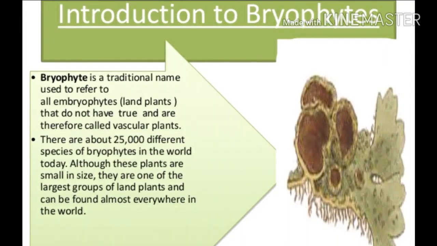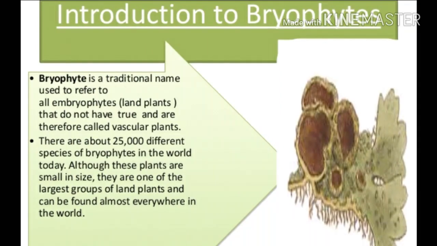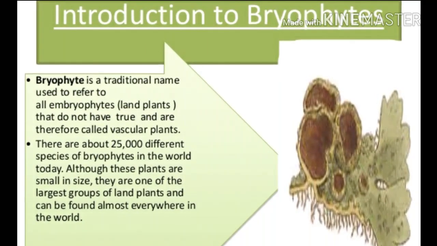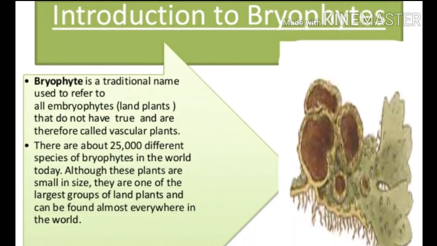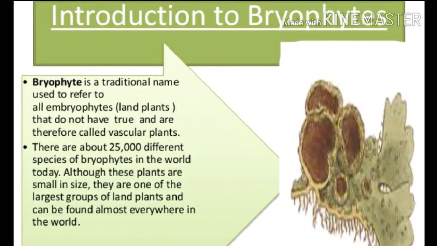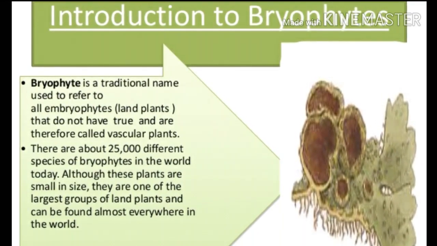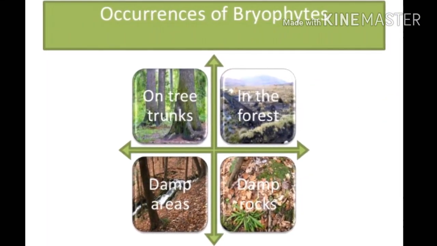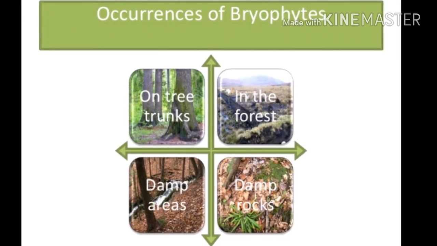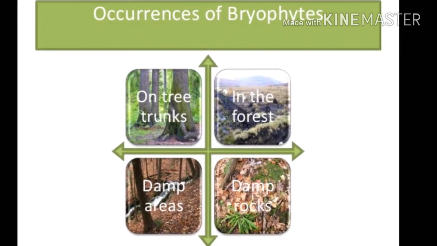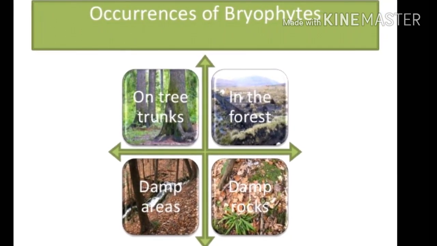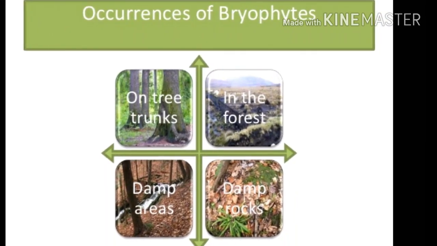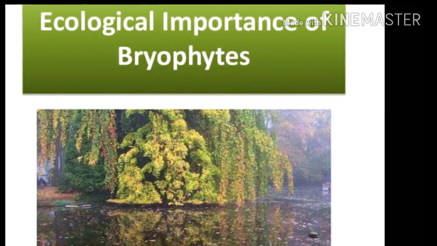Bryophytes are terrestrial plants but not very successful because of the absence of vascular bundles, as I discussed in our previous video. They are usually found in forests, on tree trunks, in damp areas or rocky areas. That's why we call them sciophytes. As you can see in the picture: on tree trunks in the forest, damp areas and damp rocks.